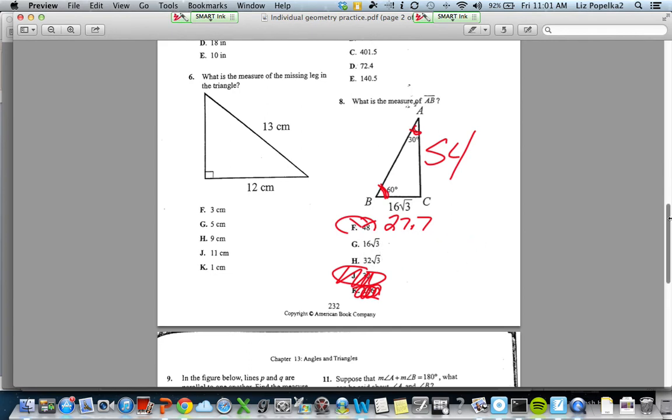Just notice this, because 16 times the square root of 3 is exactly the same thing that it says this side is. This side, AB, has to be longer than this side. So that means that G can't be the right answer either. So actually, that means that H has to be the correct answer.